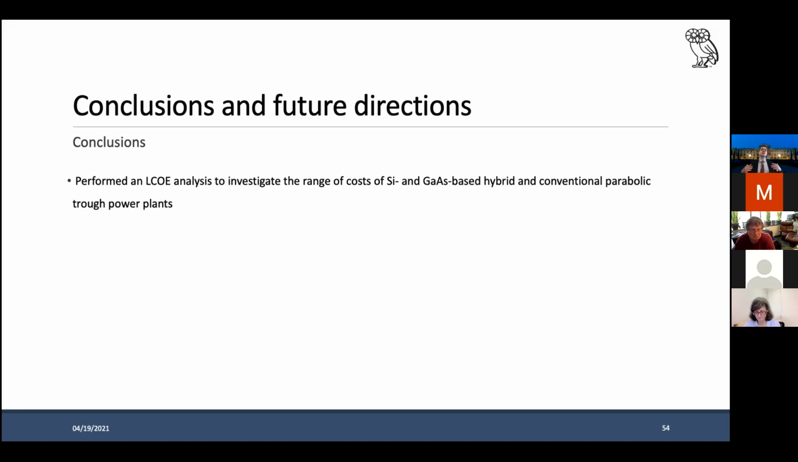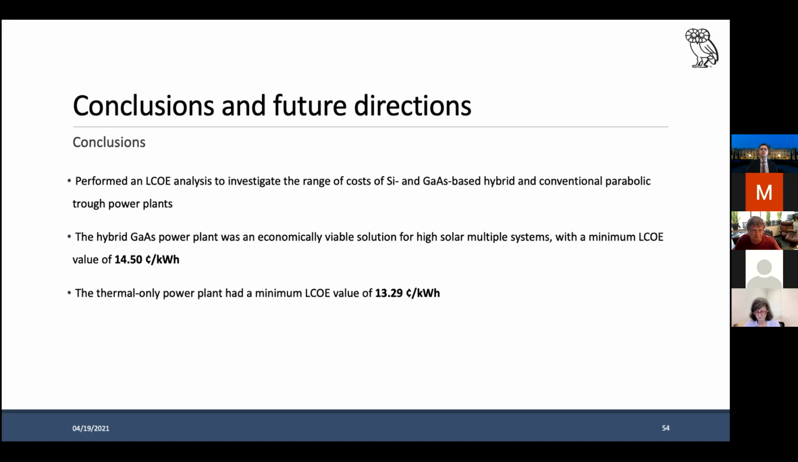Third, we developed a levelized cost of energy analysis to investigate the ranges of cost and energy production of hybrid and conventional parabolic trough systems. The lowest LCOE for a hybrid power plant was obtained using gallium arsenide solar cells with an LCOE value of 14.5 cents per kilowatt hour, which is about 9% higher than the minimum cost for a conventional plant. The LCOE analysis in this work demonstrates the potential for real-world implementation of spectral splitting CPVT power plants.